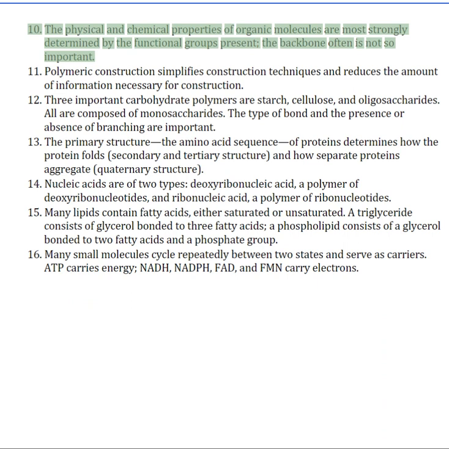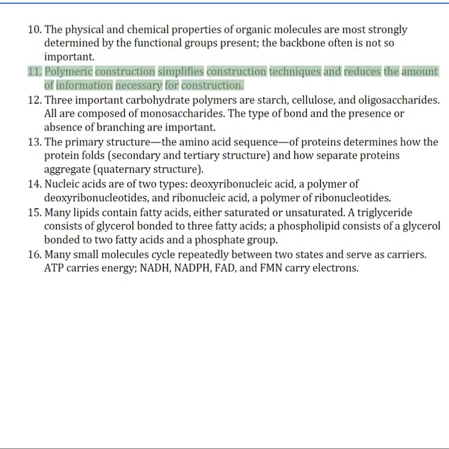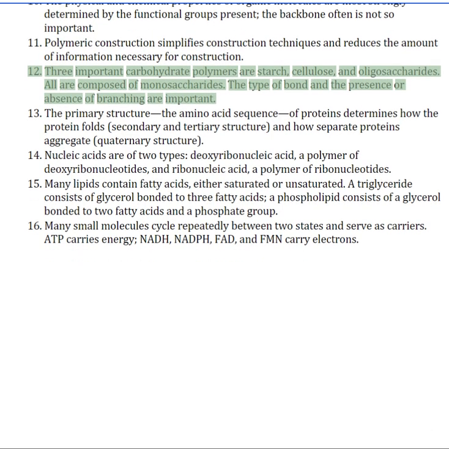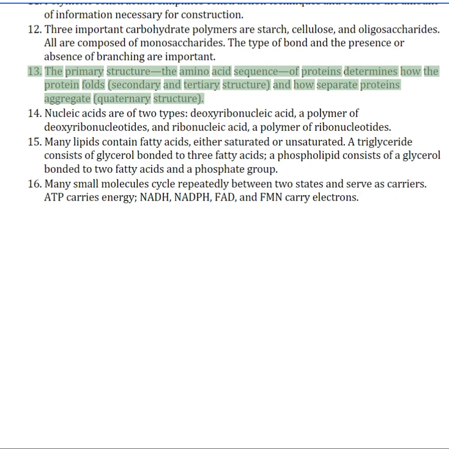10. The physical and chemical properties of organic molecules are most strongly determined by the functional groups present. The backbone often is not so important. 11. Polymeric construction simplifies construction techniques and reduces the amount of information necessary for construction. 12. 3 important carbohydrate polymers are starch, cellulose, and oligosaccharides. All are composed of monosaccharides. The type of bond and the presence or absence of branching are important. 13. The primary structure, the amino acid sequence, of proteins determines how the protein folds and how separate proteins aggregate.